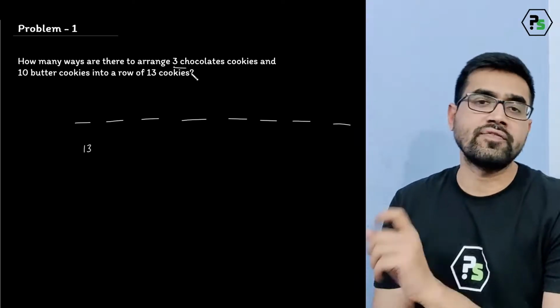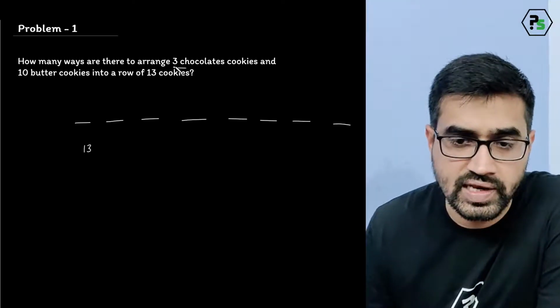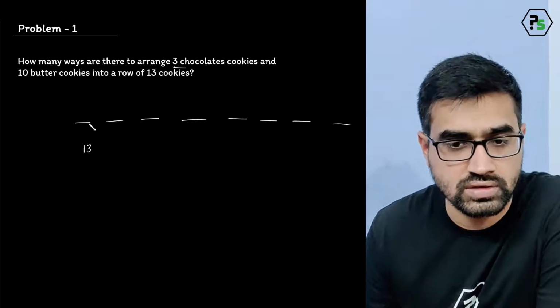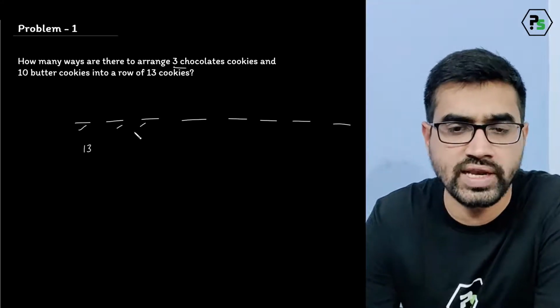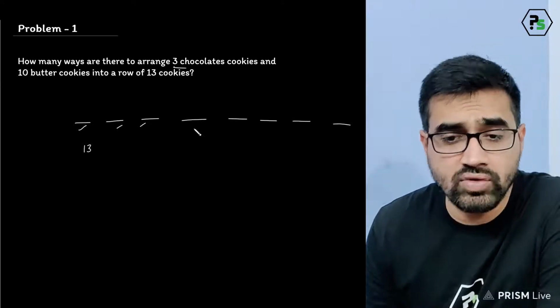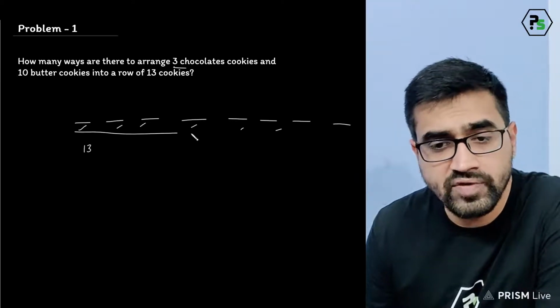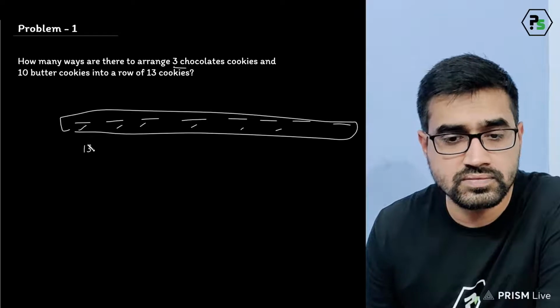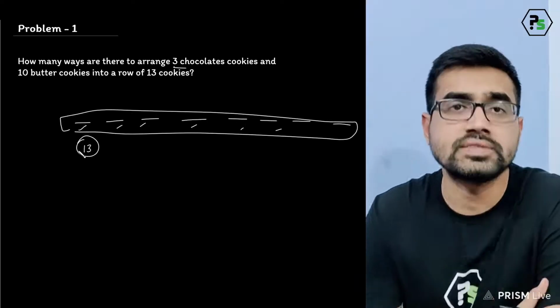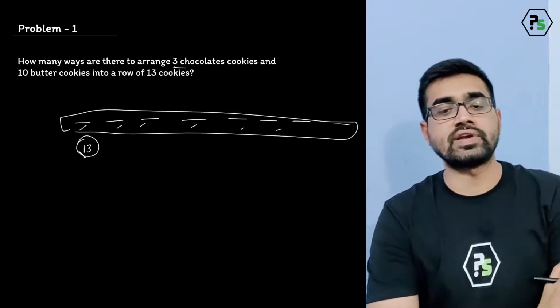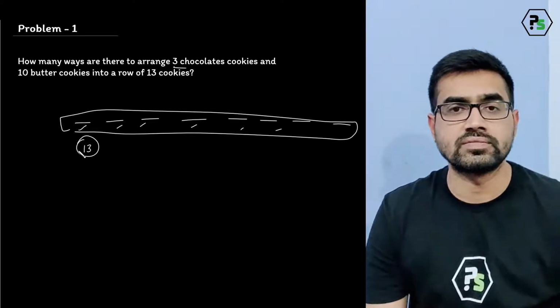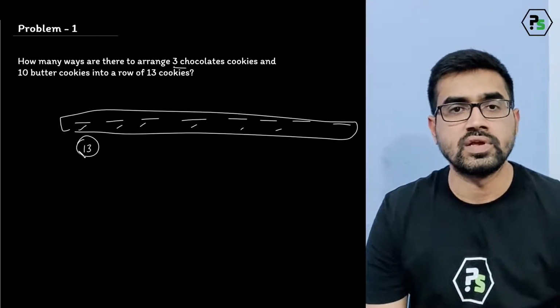So, how many ways can you arrange 3 chocolate cookies? If you have got the answer, it's very good. Listen: there are only 3 chocolate cookies and 10 butter cookies, so the total will be filled with 13 only. Can you tell me the answer? Let me see if anyone can get me the answer, then it would be great. Can you think of it?